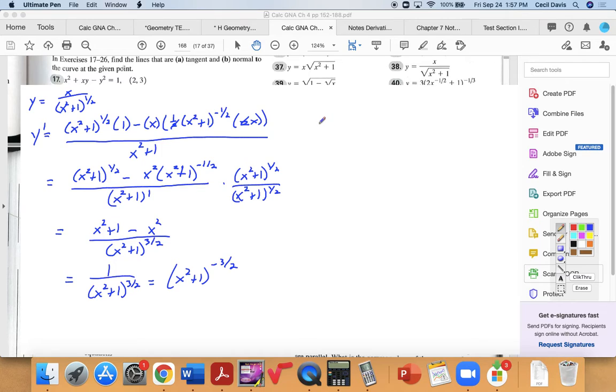And then we can find the second derivative just using the chain rule. It's negative 3/2 of x squared plus 1 to the negative 5/2 times 2x. The 2's happily cancel. And that's negative 3x over x squared plus 1 to the 5/2 power. That's way better.